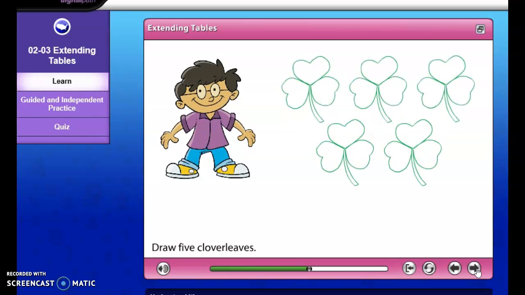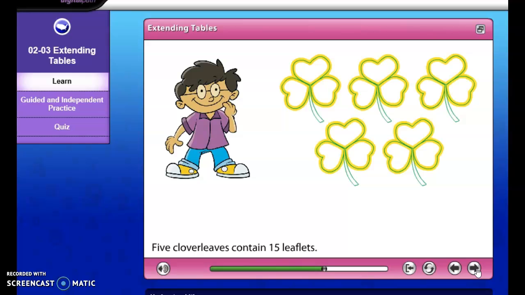Draw 5 clover leaves. How many leaflets are there? Think about if you can always count by the same number. Is there a rule or a pattern you can count by? 5 clover leaves contain 15 leaflets. 3, 6, 9, 12, 15.